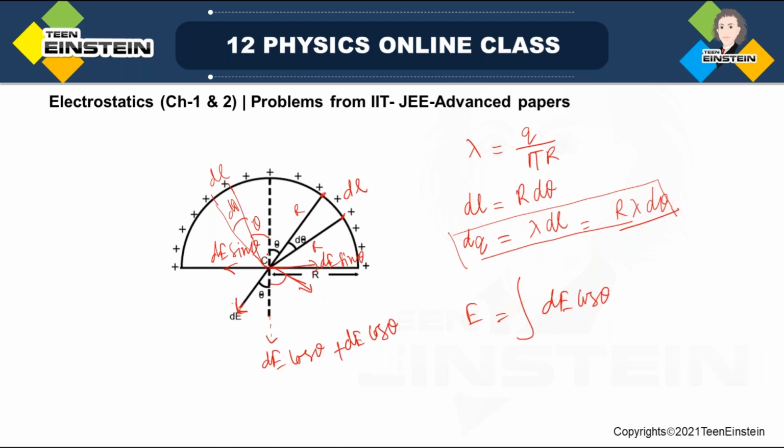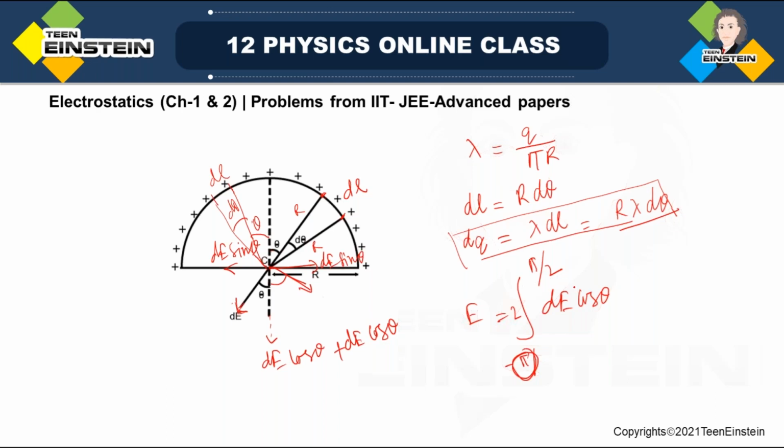So theta is taken from here, and this is pi by 2. So here you have to take the limits 0 to pi by 2, multiplied by 2. I can take the limits like this, 2 into 0 to pi by 2, or minus pi by 2 to plus pi by 2.